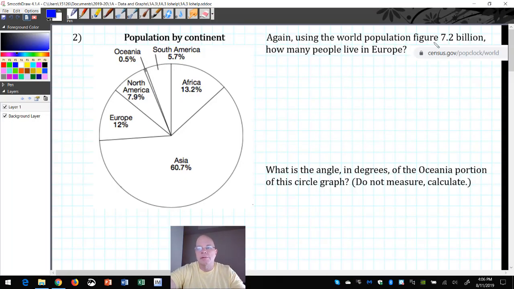Okay, but if we use the figure 7.2 billion for the world population, how many people live in Europe? When we look at this circle graph, we see that Europe represents 12% of the world population, at least at the time this graph was made. And so in order to find how many people in Europe, we would need to find 12% of 7.2 billion.